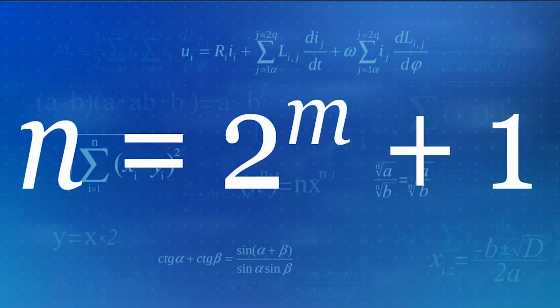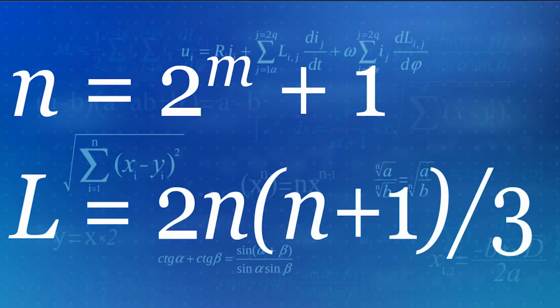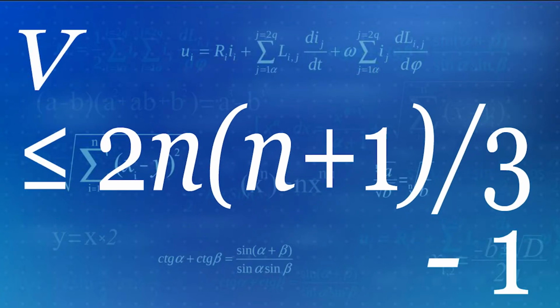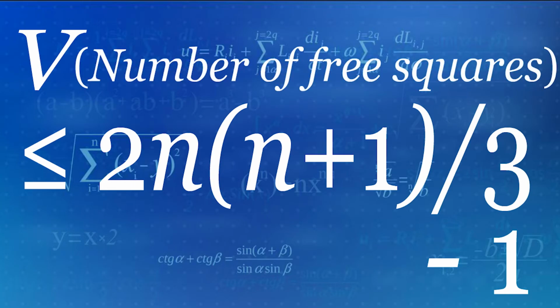However, since n is equal to a power m of 2 plus 1, it follows that the expression is an integer. That is, either n or n plus 1 is divisible by 3. Hence, we obtain the sharper inequality that v is smaller or equal to 2/3 multiplied by n multiplied by n plus 1 minus 1. Finally, since the number of vertices v is the number of free squares in our field, our first part is proved.